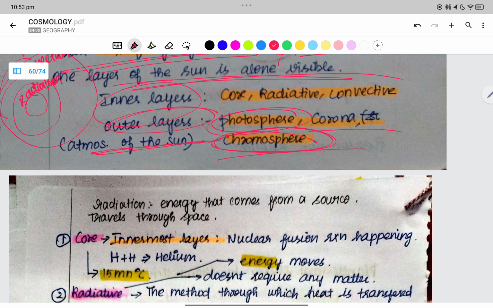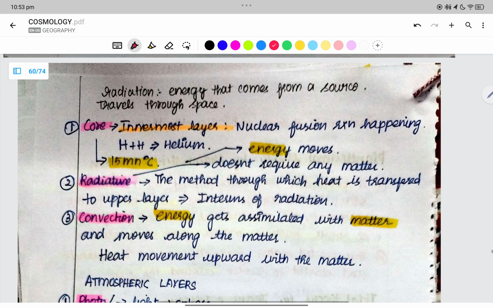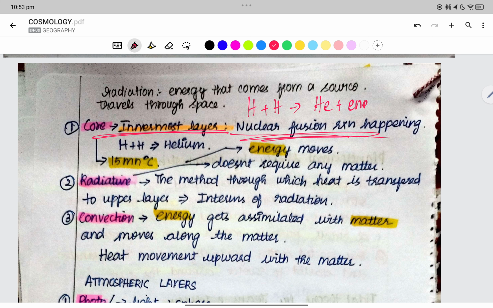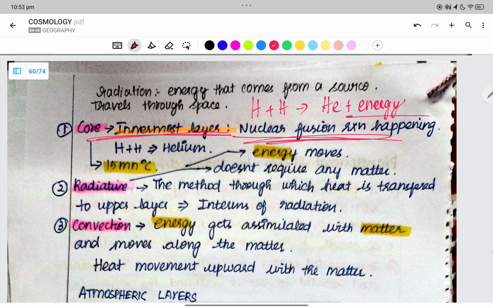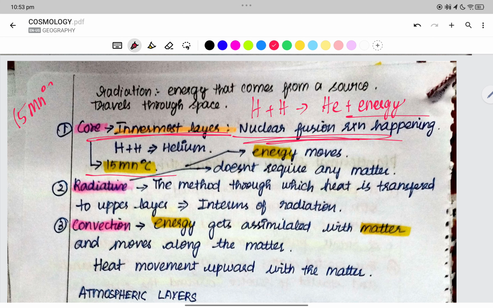Now, radiation is that the energy comes from a source and travels through space. The innermost part of the sun is what we call the core. Now, a nuclear fusion reaction is happening. Hydrogen fuses together to form helium plus energy in the nuclear fusion reaction, which is taking place in the core. For nuclear fusion to take place, the temperature is 15 million degrees Celsius.